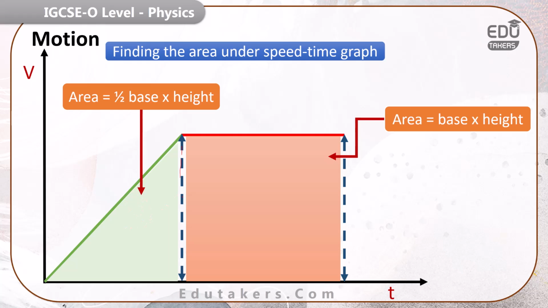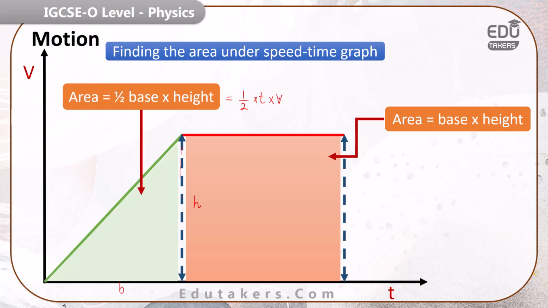Then you need to know the formula for the area of the triangle. It is half base times height. In this case, the height is the velocity, and the base is time. So you just need to multiply base with height. It is 1/2 times base, which is time, multiplied by velocity, which is height in this case.